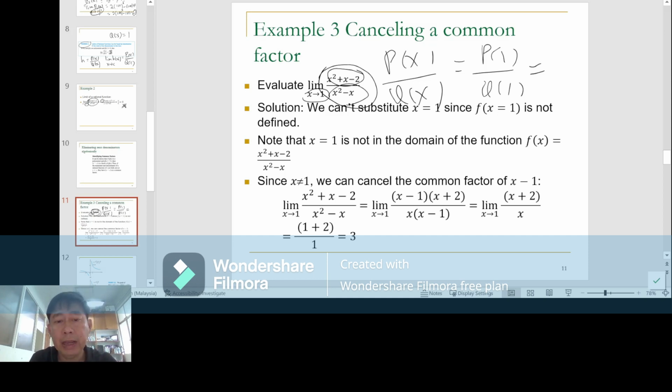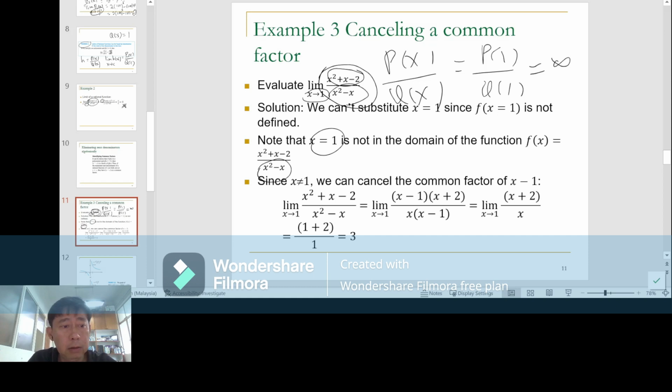And if you do that, then you get into trouble, because downstairs x squared minus 1 is just 0 when you substitute x equals 1. So you get infinity. So you say this limit does not exist. But this is not quite true.